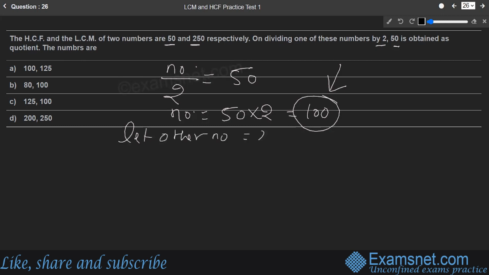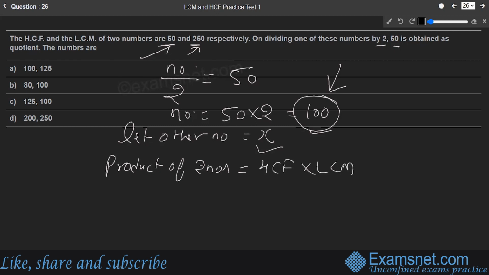Let us assume the other number is x. So these are the two numbers with us, x and 100. He says the HCF of them is 50 and LCM is 250. So we have a simple formula. Formula is product of two numbers is equal to product of their HCF and LCM. So let us use this.